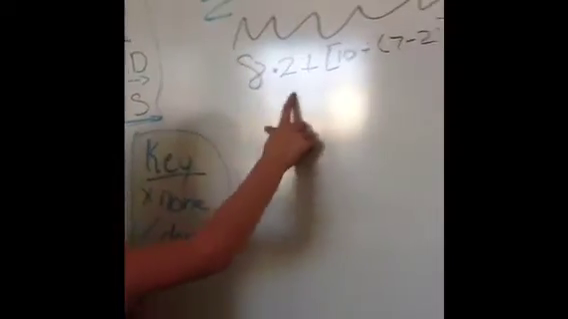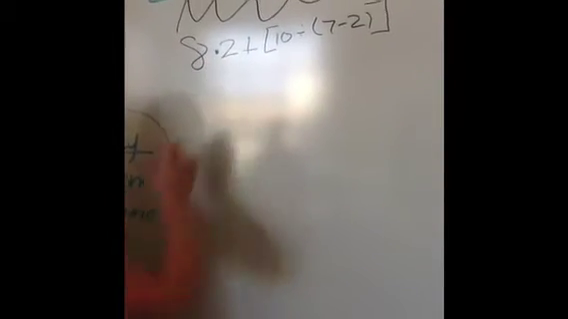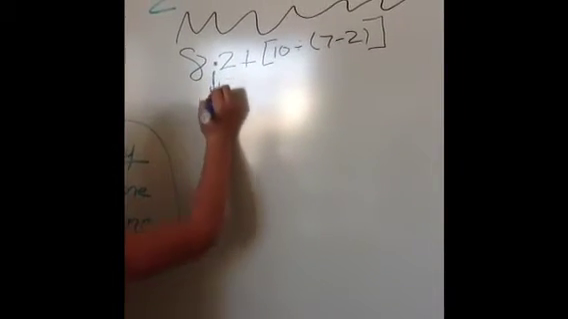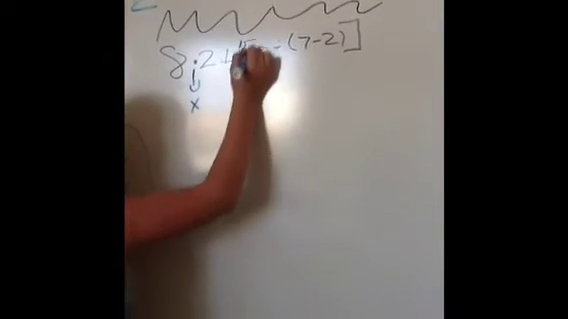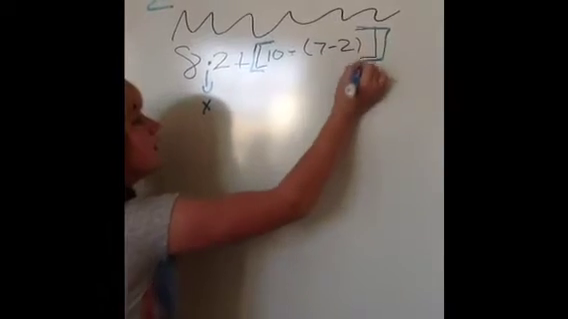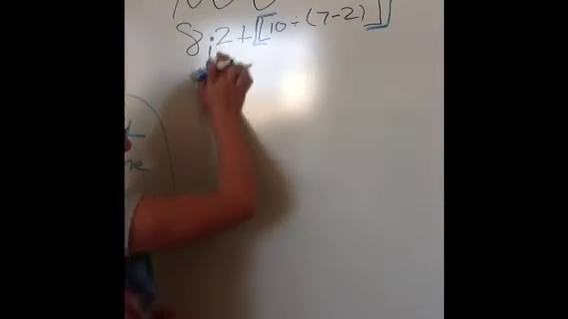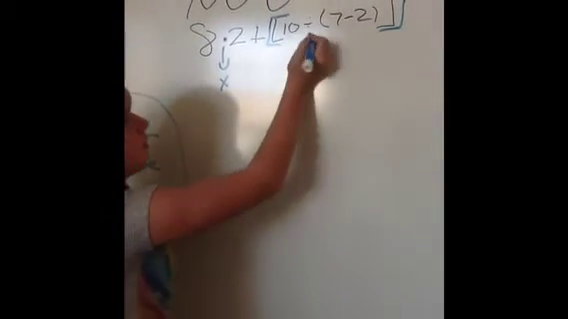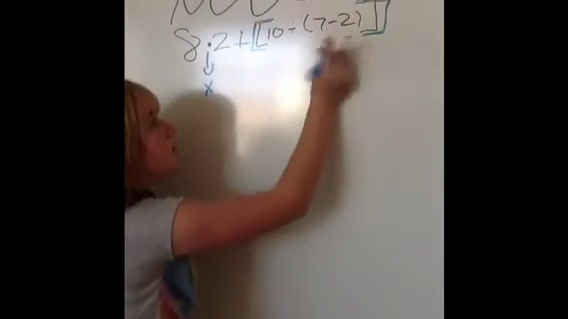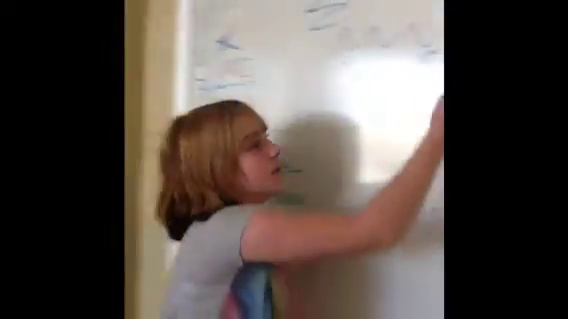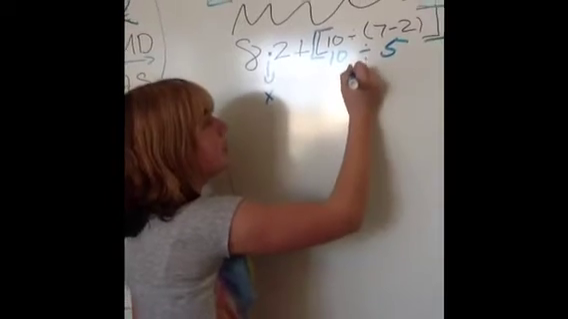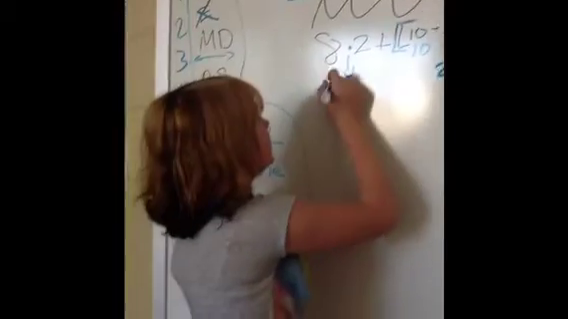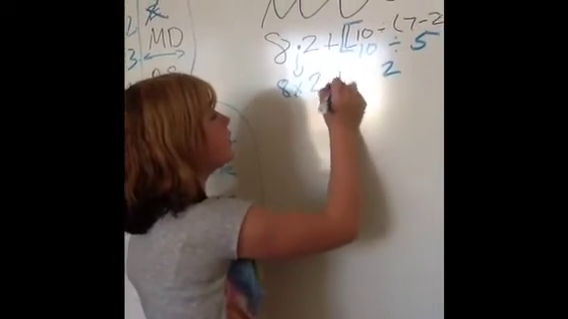Over here, you might get confused about what the dot is. The dot means multiplication. These little brackets mean you do this first and then do this. So first what you do is you do 7 minus 2, because the parentheses is always first. So 7 minus 2 is 5. 10 divided by 5 is 2. Then you go over here, 8 times 2.